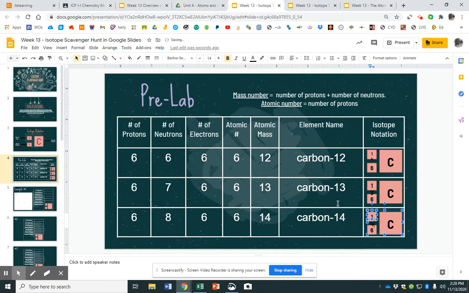All right. So that's kind of how you do it. Sorry, I did 14 up here. Why did I do 14 up here? That should be 12, because it says 12 right there. Okay. So that's how you do the pre-lab part.